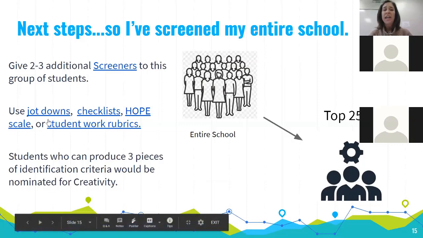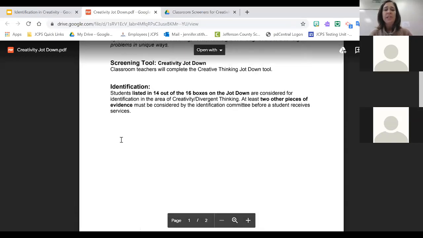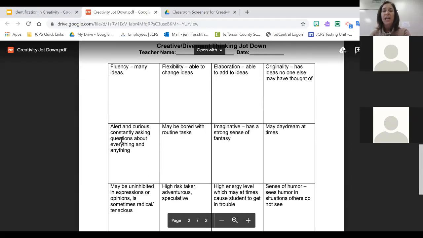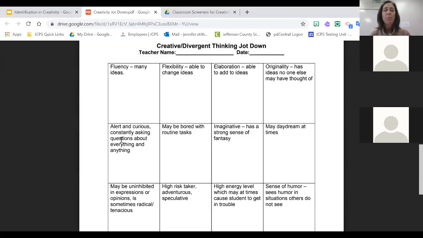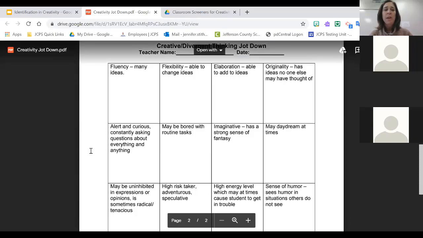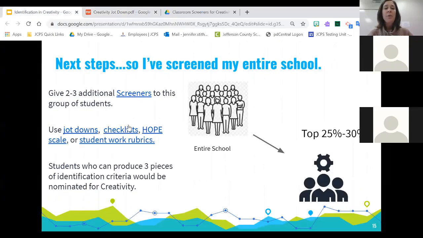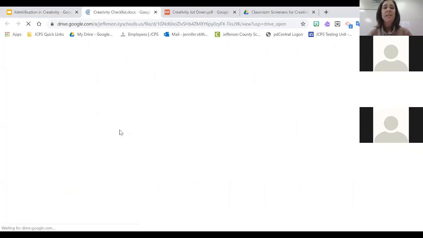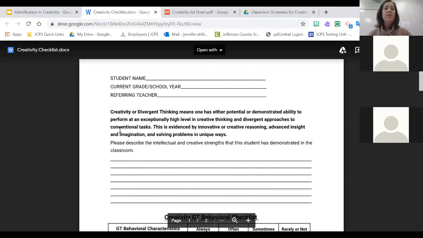So if you look at the jot down, these are all hot links for you. These are all located in our gifted drive under creativity. But you can see that a lot of these jot downs are here. They're printable. Your teachers can do them once you've narrowed your pool. We don't want to overwhelm them, but we do want to make sure we're following this process and making it accountable for everyone. Another one are checklists. You can click on that and see another way to identify students, another piece of that.